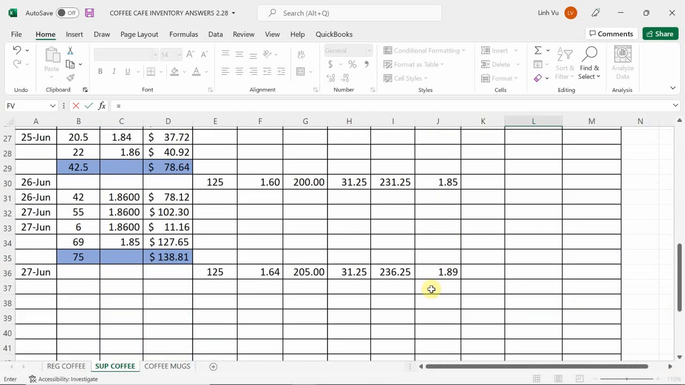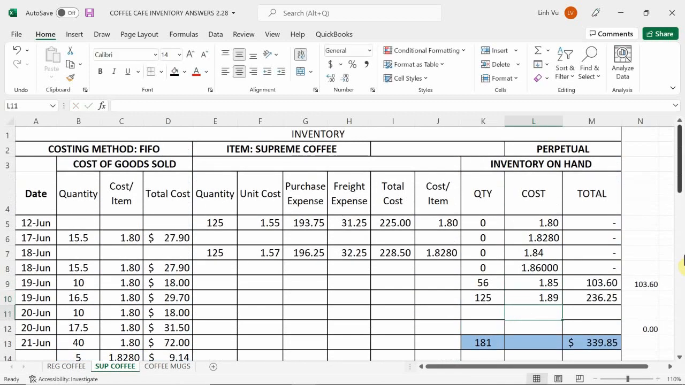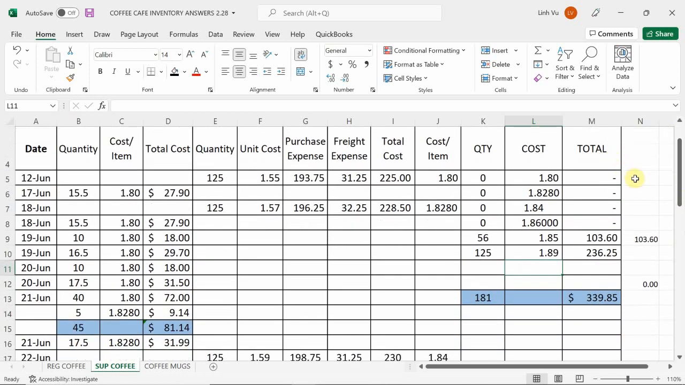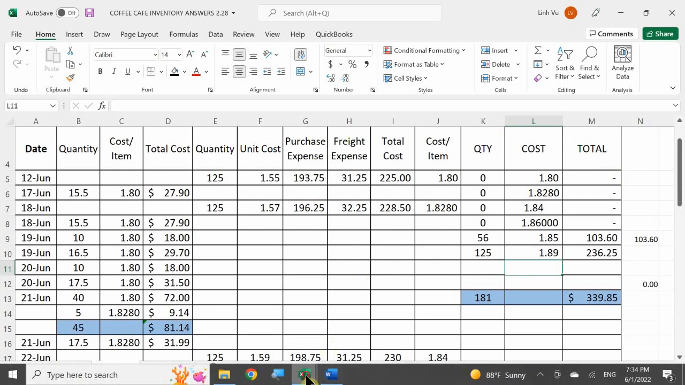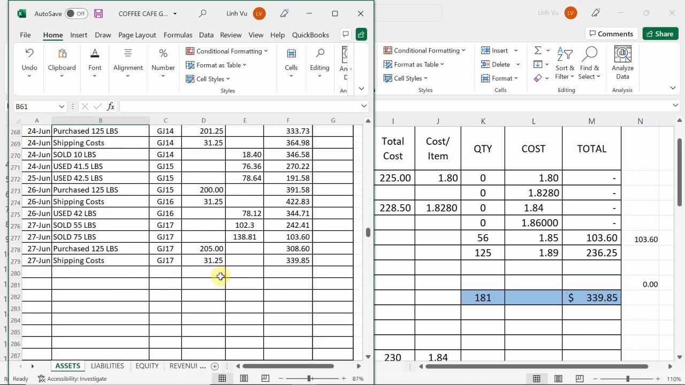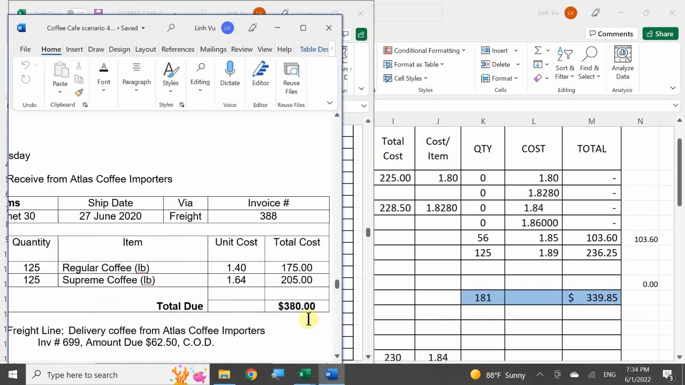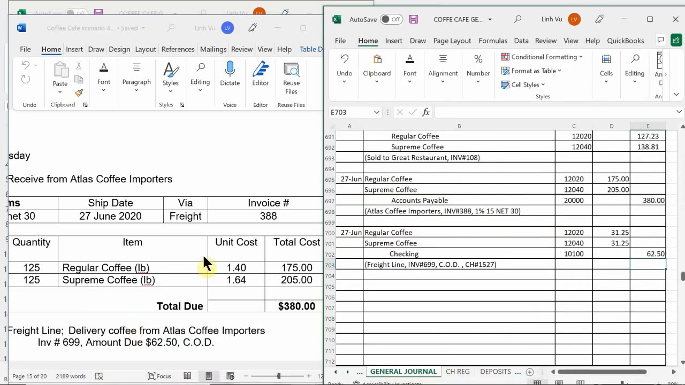Okay, so now I need to add this new pile to the list, right? 125 pounds at $1.89, giving me a total of $236, giving me a grand total of $339.85. Does that match? $339.85. Yes, it does match my ledger. Okay, so now we are completely done with this transaction.